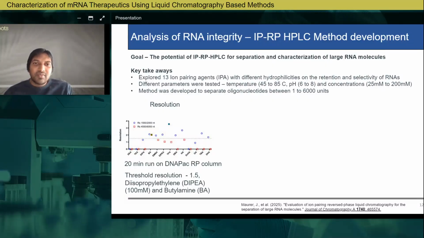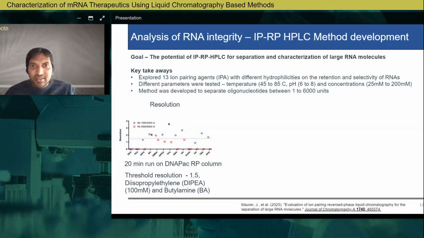So they were using this specific ribo standard, which runs from 200 to 6,000. And they were using this DNAPac RP column to do this, and it's a 20-minute total run. They ran different mobile phases, and what they found was that this isopropyl ethylene was observed to be giving the best resolution.